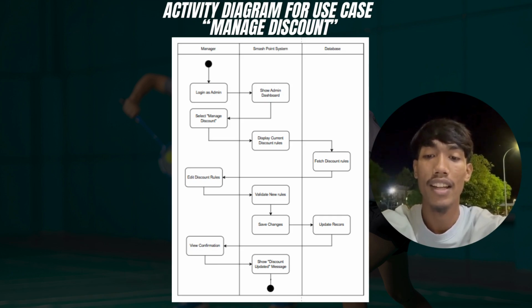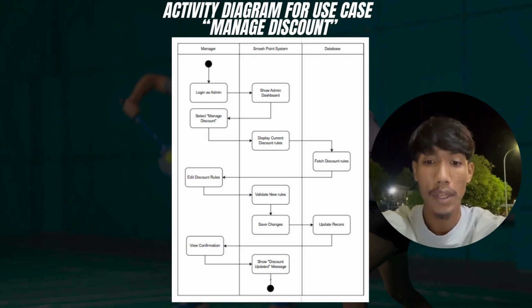The admin can then edit this rule as needed. Any new rules entered go through a validation process. Once validated, the admin saves the change. The system updates the record in the database.